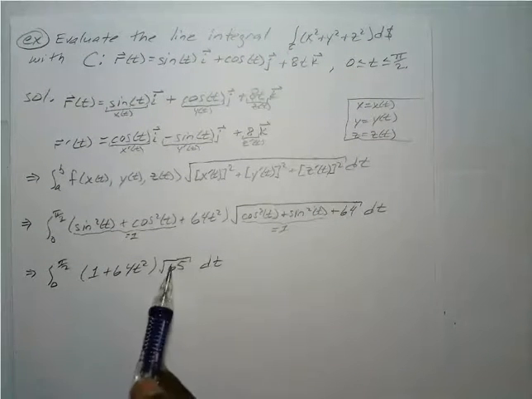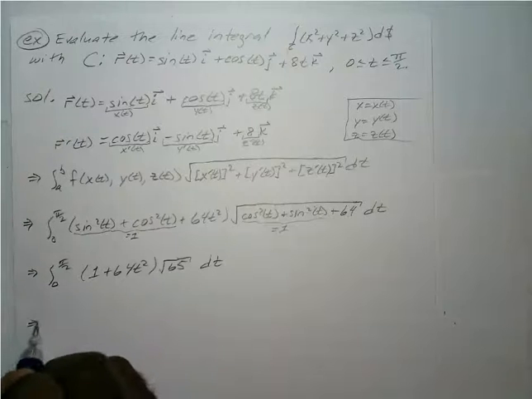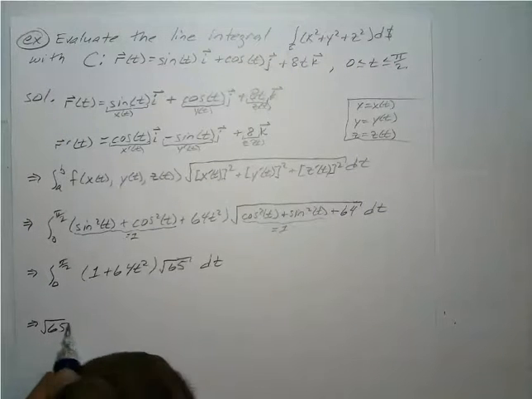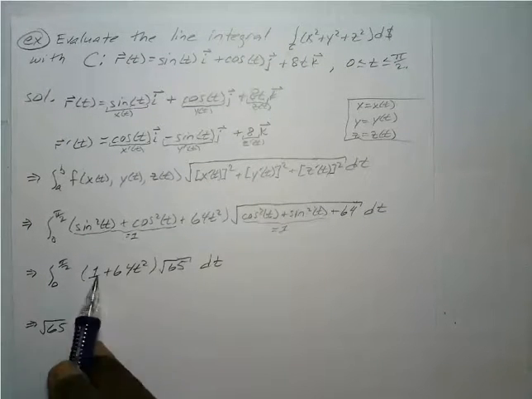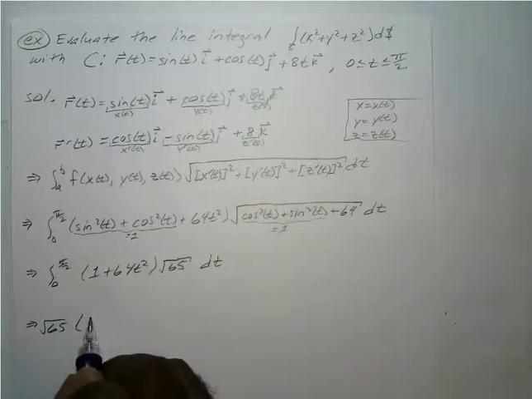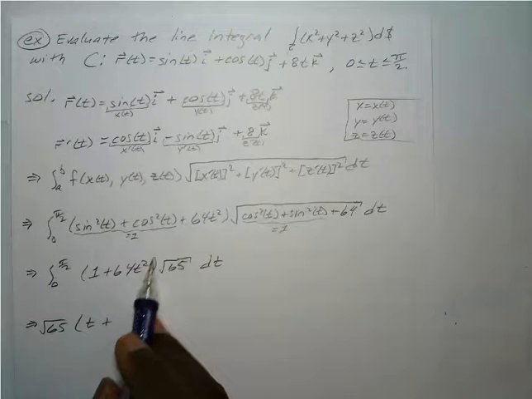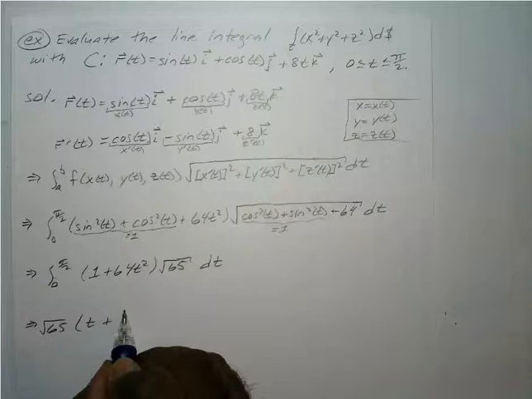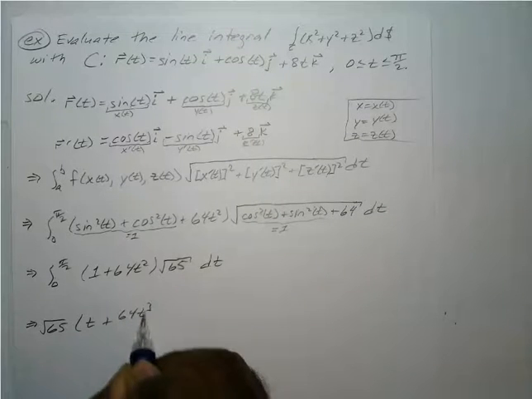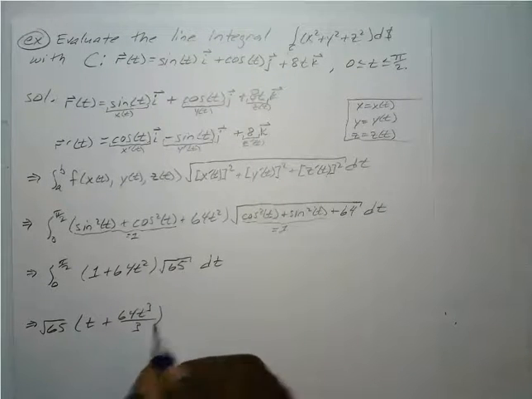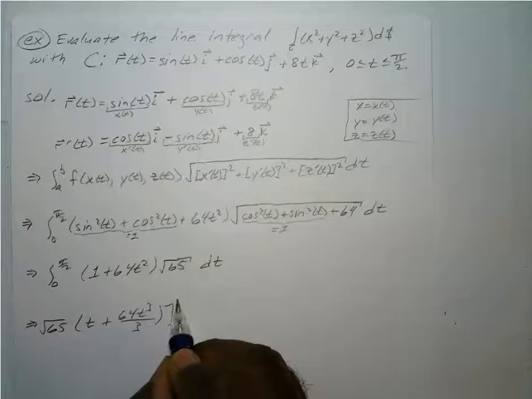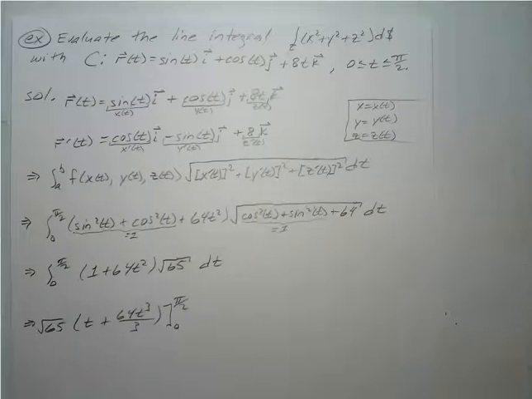Alright, so we can go ahead and move that square root of 65 up to the front, just to get that out of the way. And we can go ahead and integrate those two, so the integral of 1 with respect to t is just t. And 64, that's 64t to the third over 3. And of course, that's from 0 to pi over 2.